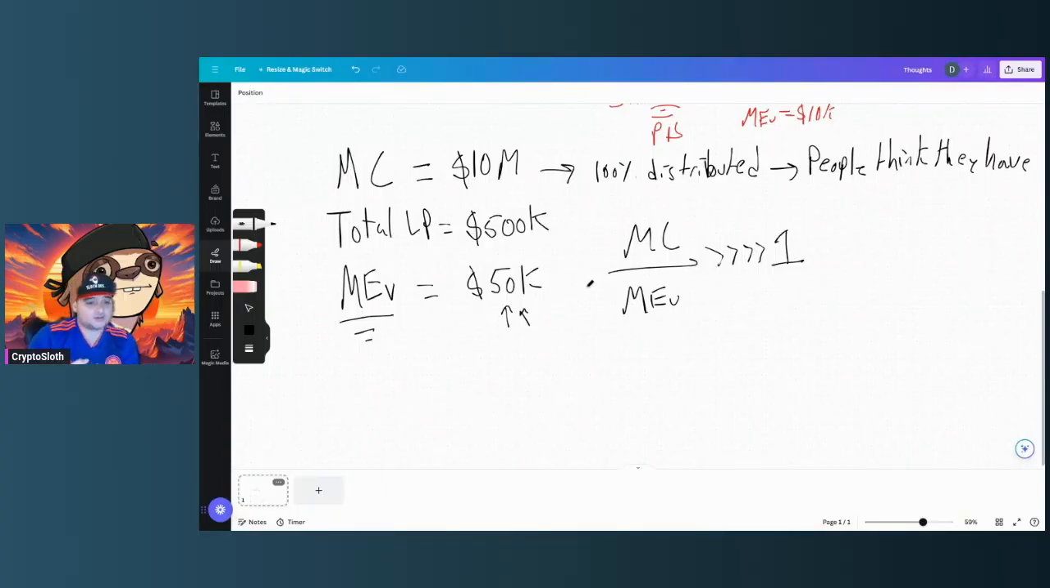Now, if people were to sell these 10 million coins, the price would start going down. So this total LP would start to go down, and so would this MEV. But as they sell, the price is going down, so they have to sell more and more to get the same dollar value out. That's the definition of price going down. Ideally, we want this number to be as low as possible, because if it's really low, that means the amount of money that people think they have is actually backed by money in the liquidity pool. And this creates a really interesting scenario.